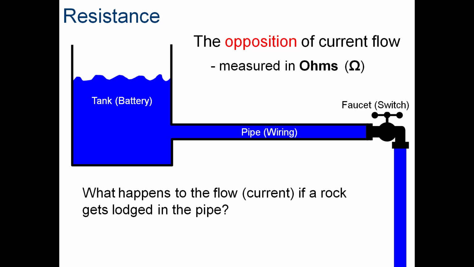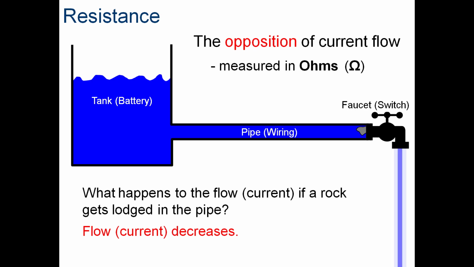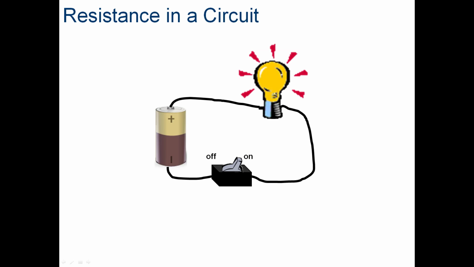So if I look at my pipe here and I stick a rock down it, the rock is going to restrict or resist or oppose the flow. So what happens to the flow of water in a pipe if I stick a rock in the pipe? Well, the flow diminishes. And that's exactly what happens for resistance in a circuit. Higher resistance, less current flow.